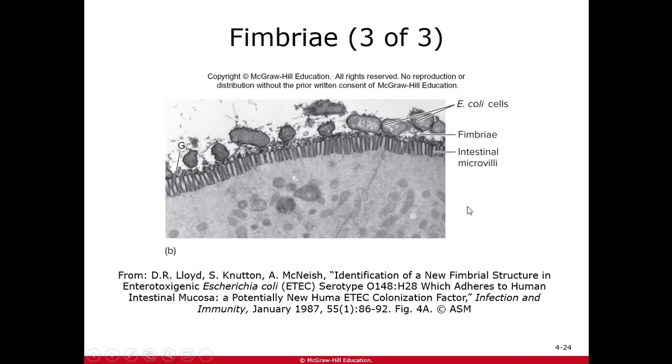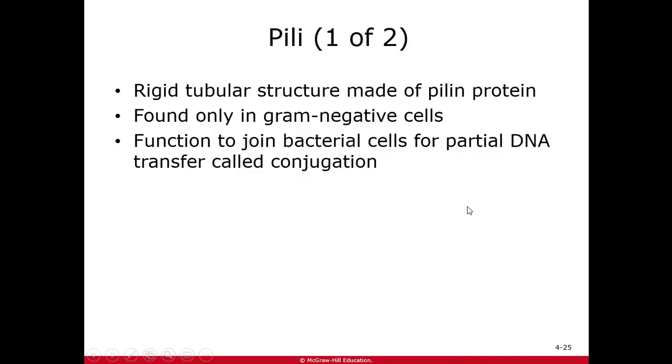Another external structure is called a pili. Most bacteria have one pilus, but some can have multiple pili. Their main function is to join bacteria cells together. They're only found in gram-negative cells, and it's to join them together for DNA transfer. Now, when they join the cells together, it's called conjugation.